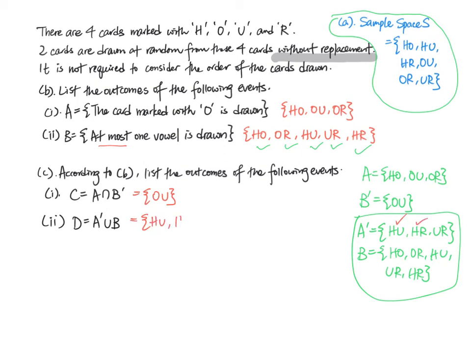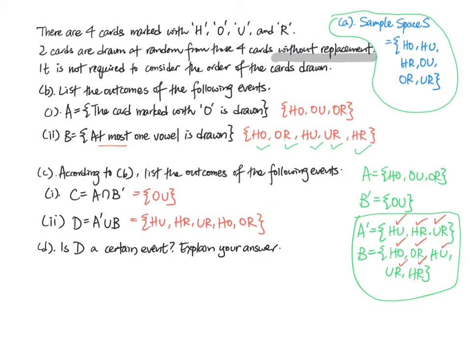this one, this one, HO, OR. This one has been covered. This one is covered. So here's the answer. So finally, part D is D. It's the set D. Okay, from here, this one. That means this one is the set D.